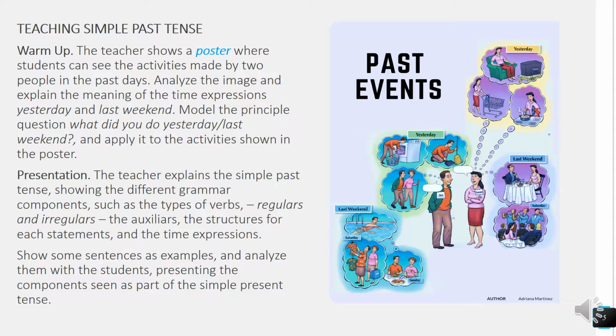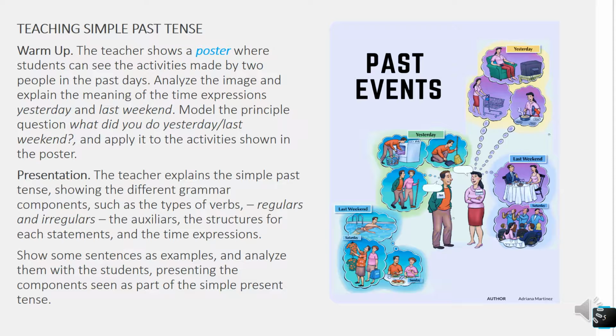So, to start, we have to point out the warm-up. This is the first stage of the lesson plan, and in this part, the teacher has to use a printed resource, which is this poster. With this poster, students can see the activities made by 2 people in the past days. They have to analyze the image and explain the meaning of the time expressions in the past, yesterday and last weekend. The teacher also has to model the principal questions, what did you do yesterday and last weekend? And apply them to the activities shown in the poster.